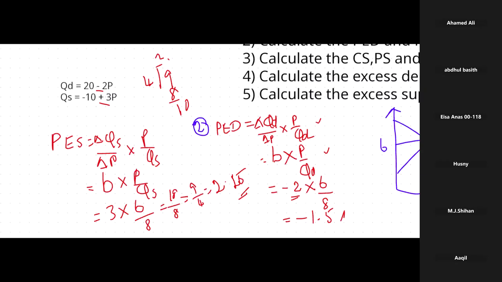Yes. PES is delta QS over delta P into P over QS. We don't have the delta QS and delta P separately in the table. So what we do is delta QS over delta P we are writing as B. Therefore, the equation becomes B into P over QS. B is 3 because QS equals 10 plus 3P. And 6 is the equilibrium price, and 8 is the equilibrium quantity. PED, delta QD over delta P is B. So B into P over QD. B is -2 and price and quantity are the same.